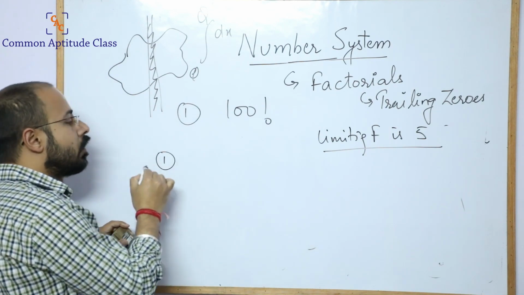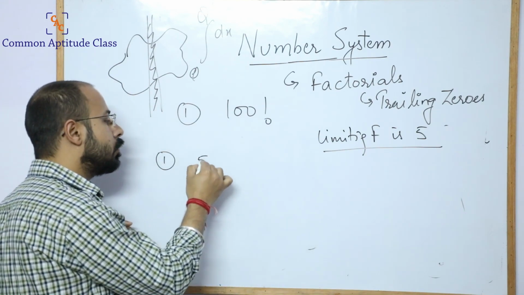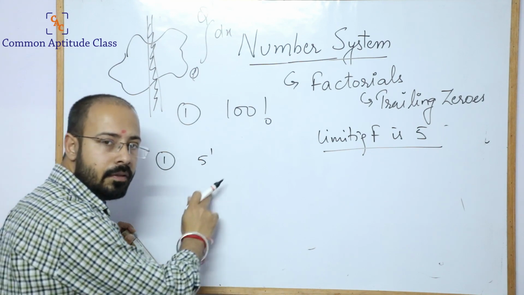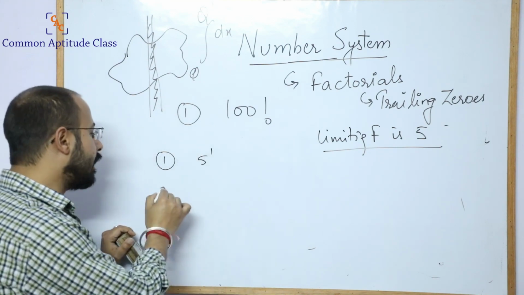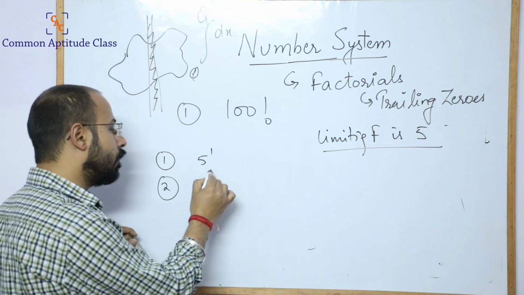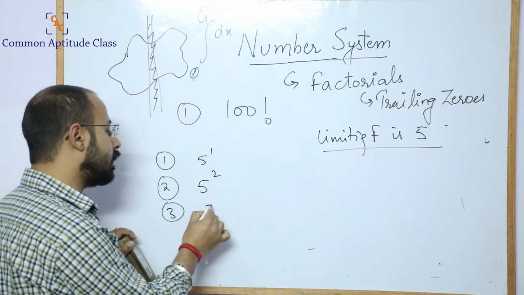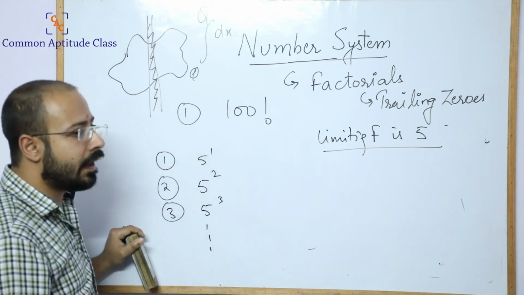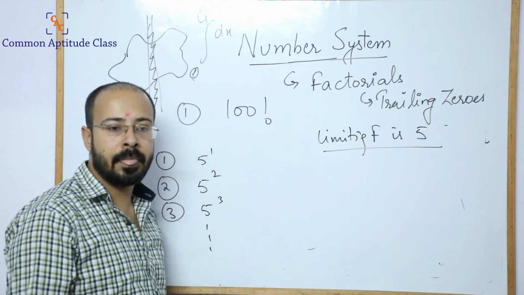First, I'll go for all those numbers which are having 5 to the power 1. Why? I'll tell you step by step. Then I'll go for 5 to the power 2, then 5 to the power 3, and so on. Why? Again, take an example.